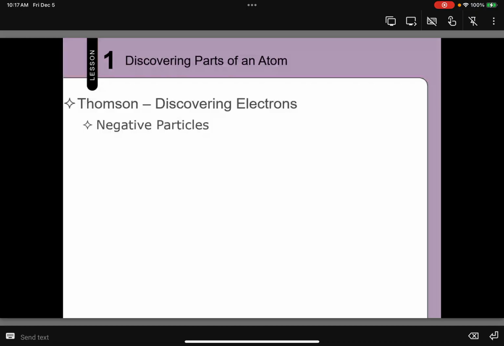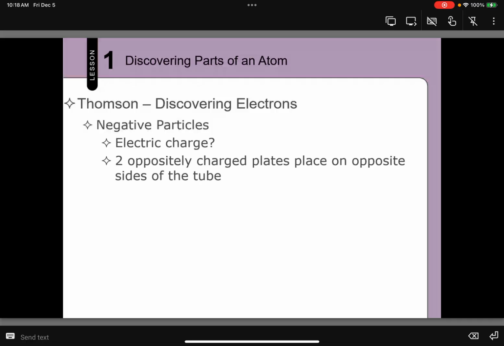Okay? And so what Thomson discovered with his experiments was that the beam of light in the cathode ray was made up of charged particles. So what he did, and if we look at page 316, we can see the setup of his experiment there. He had the tube, two metal plates, one on each side of it. One was negatively charged and one was positively charged because it was connected to a battery, a power source.